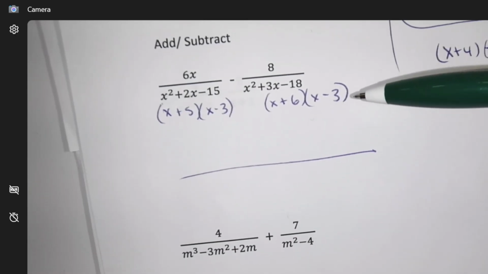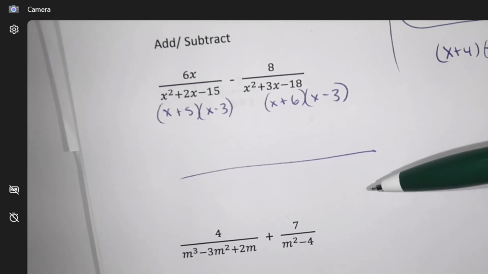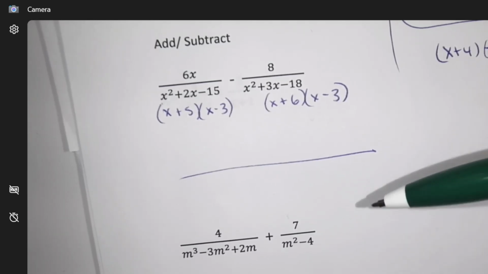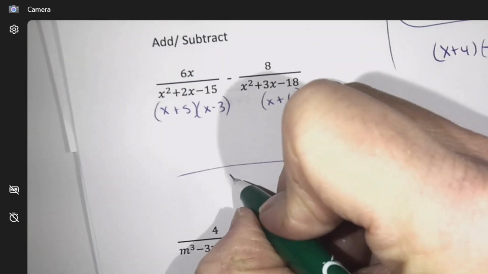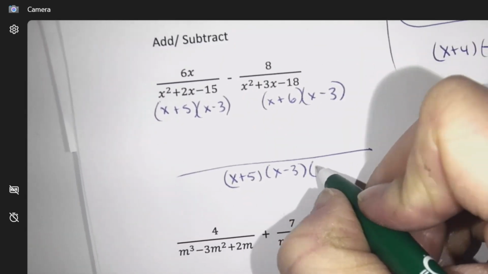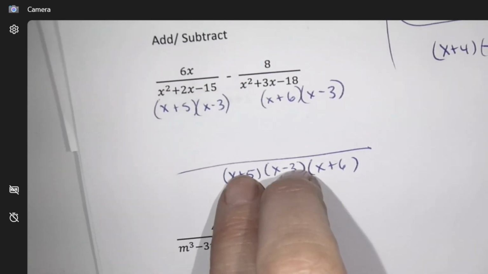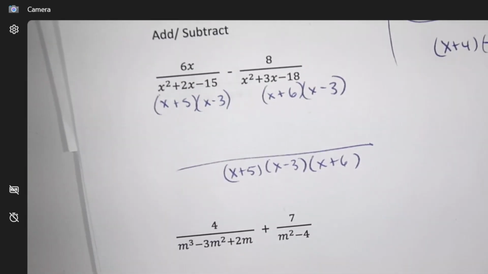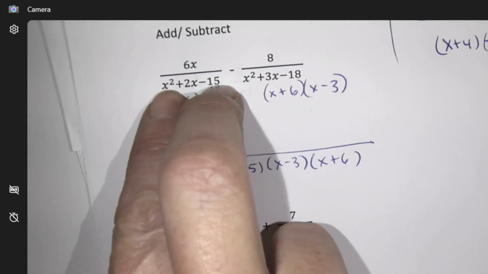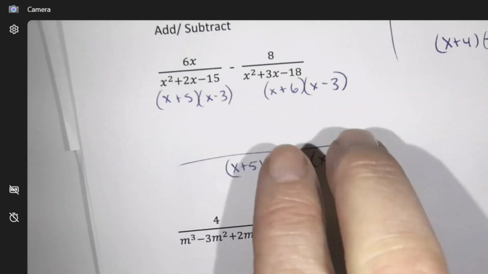Okay, so once you have that done, you go to the common denominator and you pick what you need to have in there to make sure everything's included. So the x plus 5, x minus 3, and I need an x plus 6. I don't need that x minus 3 twice because this can fit. I can put my finger on each, and then I can do that there, each.